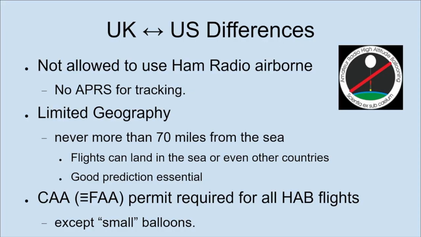Then the final major difference, I think, is the permit requirements. You're required to get a permit from the CAA, that's our equivalent of the FAA, for every single HAB flight, with the exception of something that's defined as a small balloon. The definition is essentially that the balloon and the equipment it's carrying must all fit within 2 meters, probably around 6'6".